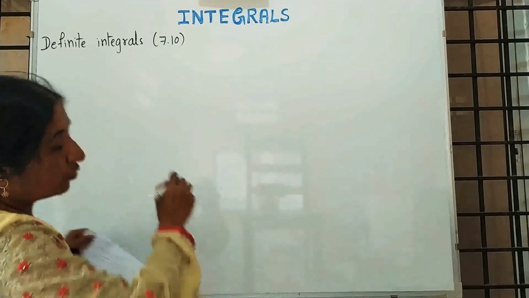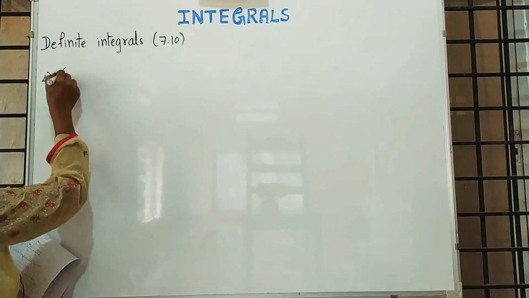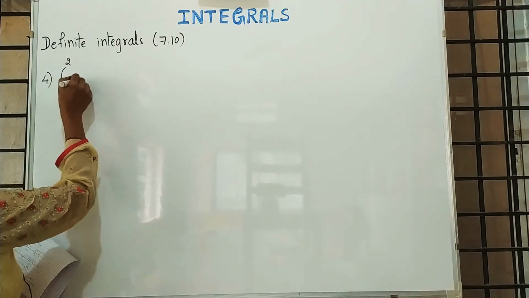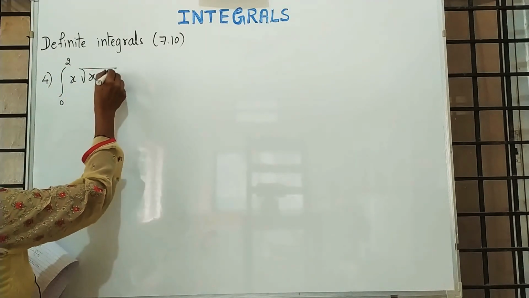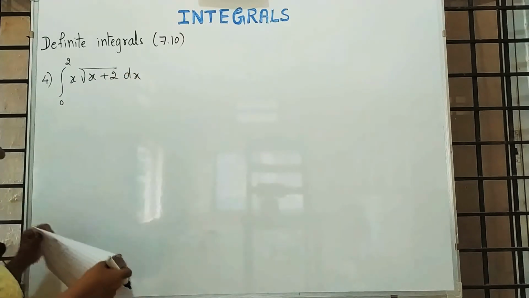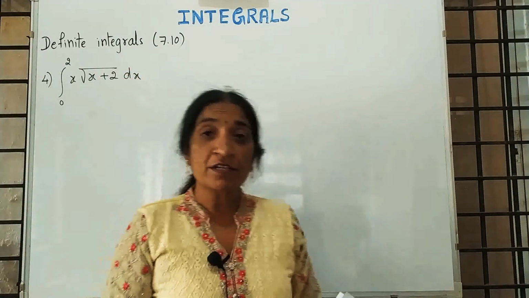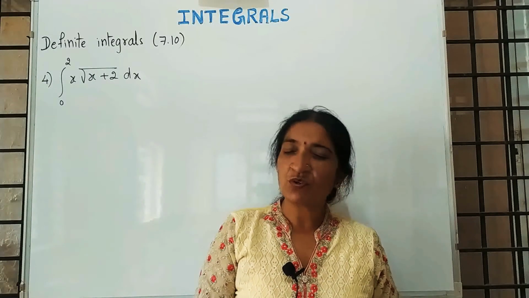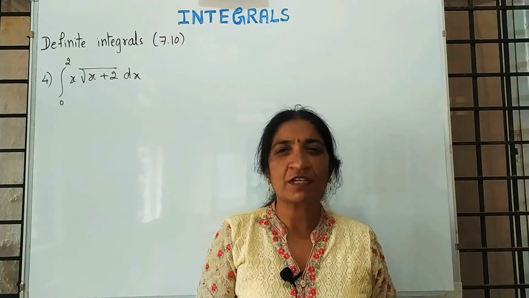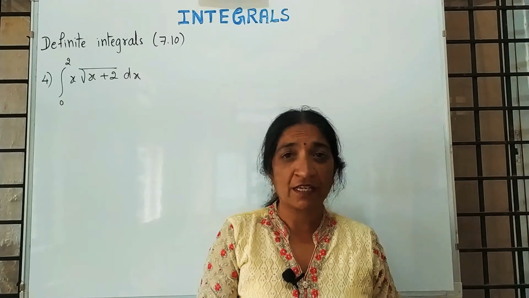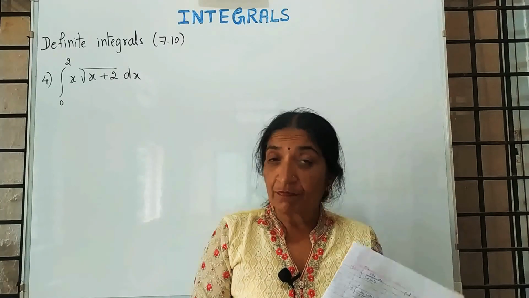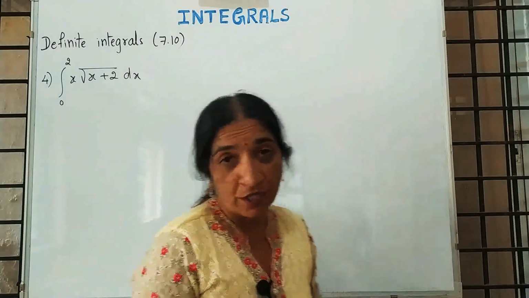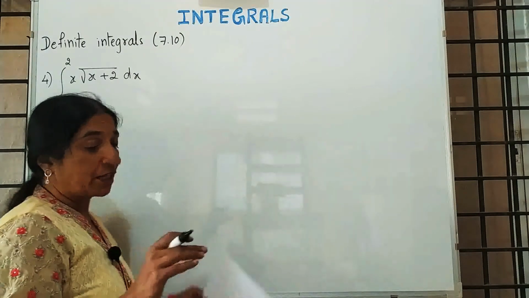Integration from 0 to 2, fourth one. 0 to 2 x into root of x plus 2 into dx. Yes, if you understood the problem, you are enjoying doing the sums. If you have not understood, it becomes difficult and you are feeling bored like that. So, first please understand the concept, then only you can enjoy mathematics.